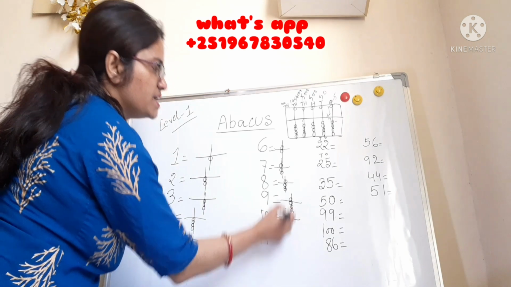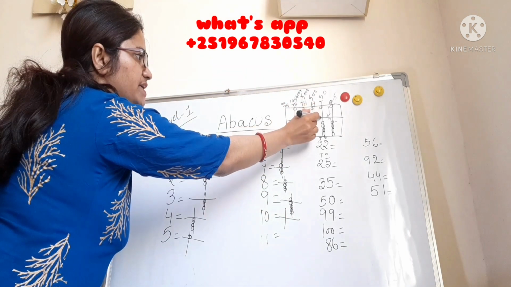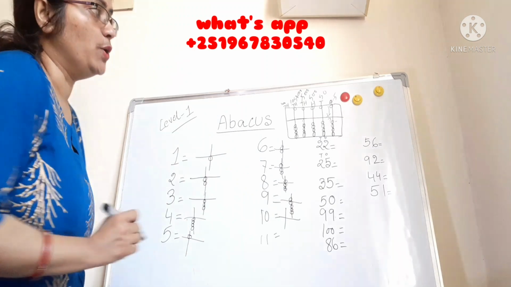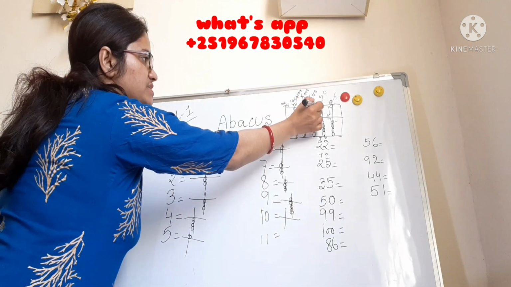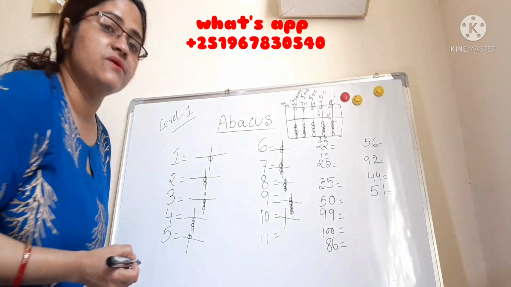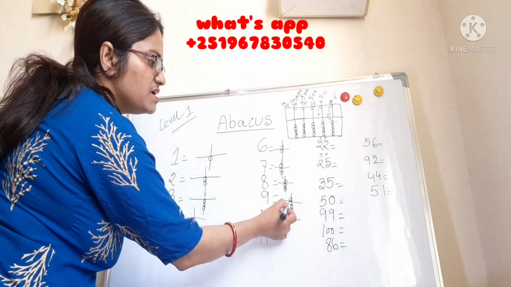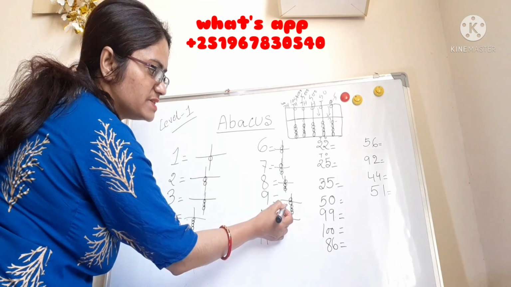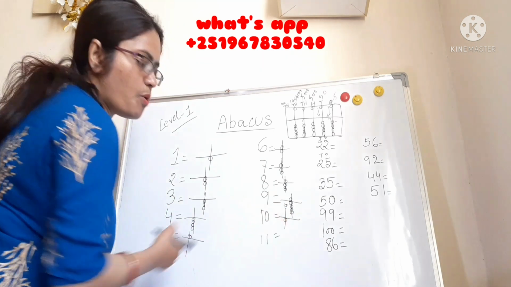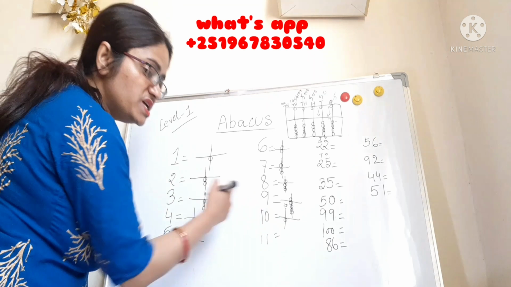Tens place means if I bring this one here, this is called 10. If I put down these beads, this is called 50. So in the tens place, what do I do? This is the tens place line. So I make one bead up, so this is denoting 10.